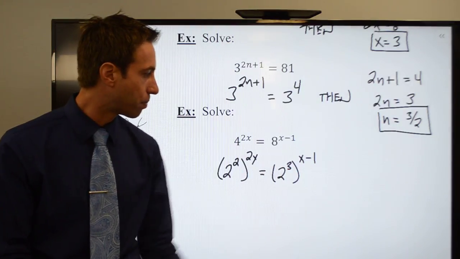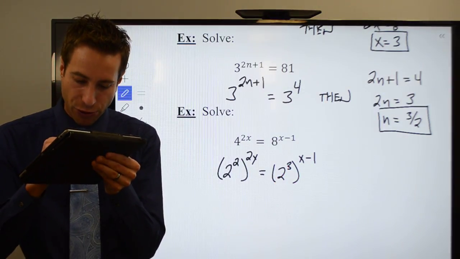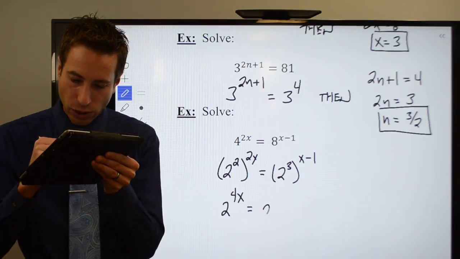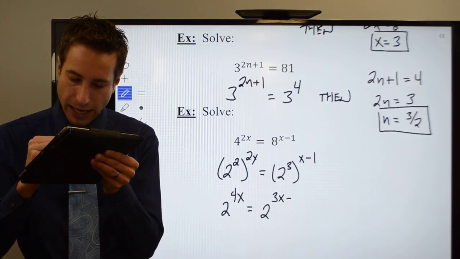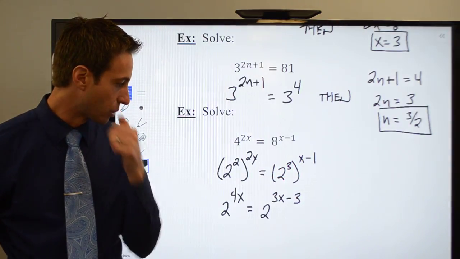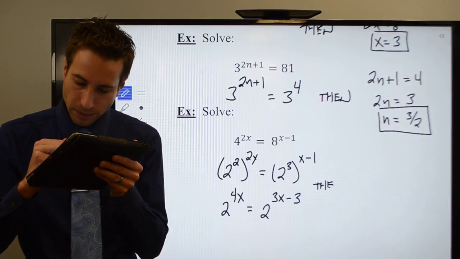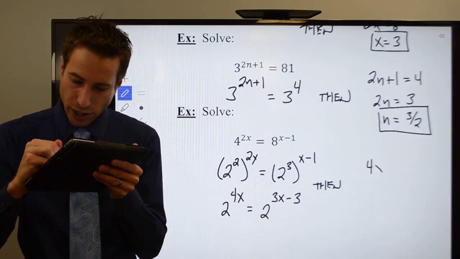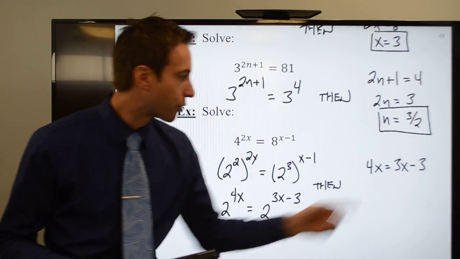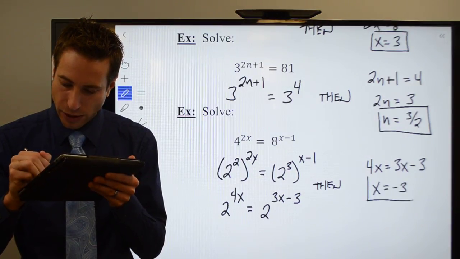Again, I'll need to multiply my exponents together. This is a quantity, so don't forget to distribute that 3. So I'll have 2 raised to the 4x is equal to 2 raised to the 3x minus 3. I distribute the 3 to the x and the minus 1. My bases are the same, so then I can set the exponents equal to each other. I'll subtract the 3 to the other side. That's going to leave me with x equals minus 3.